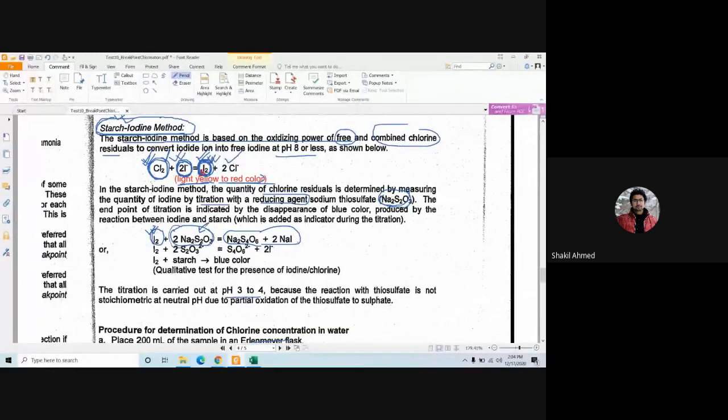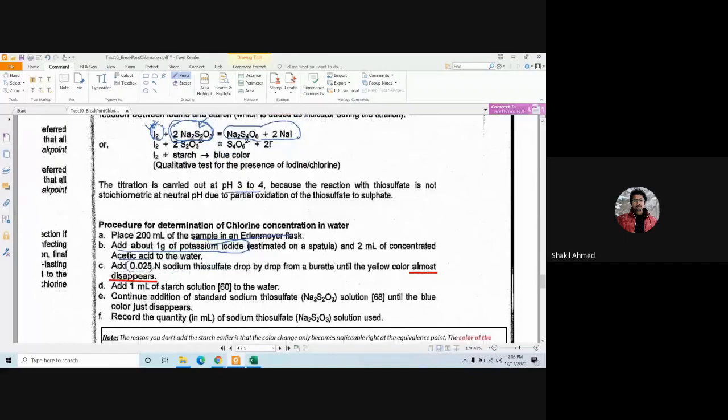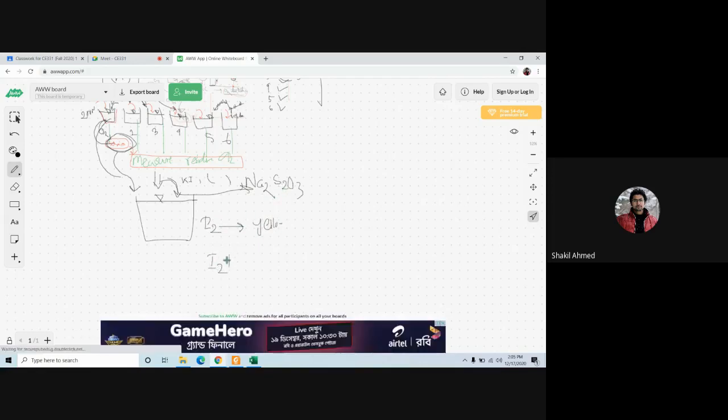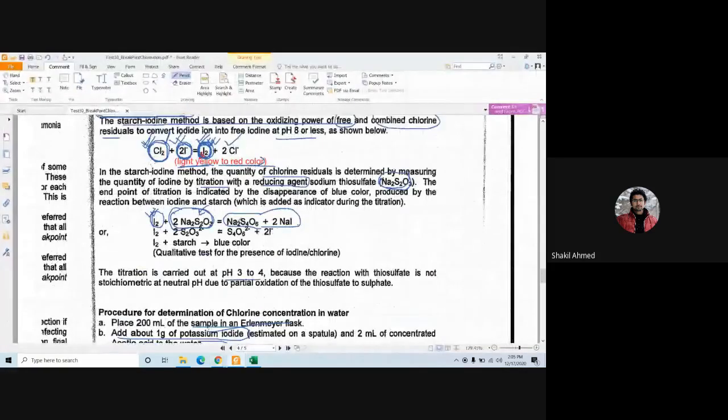add sodium thiosulfate. So add 0.025 normal sodium thiosulfate, that means Na2S2O3, drop by drop from a burette until the yellow color almost disappears. So with a burette, you add sodium thiosulfate. What would happen? You had iodine, which is yellow or red color. Now, due to the addition of sodium thiosulfate, this iodine will convert to what? Sodium iodide. Am I right? Sodium iodide and sodium complex.